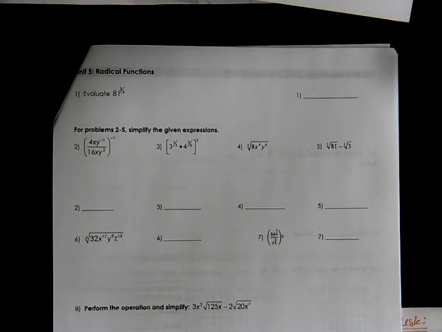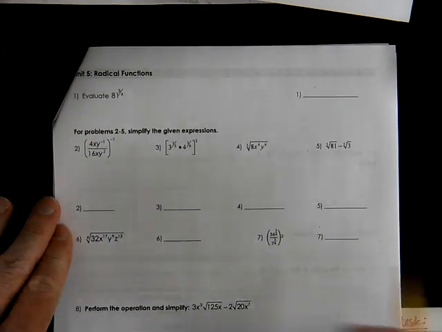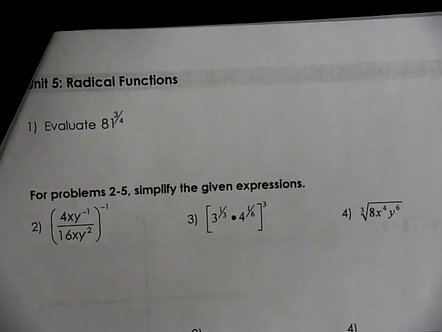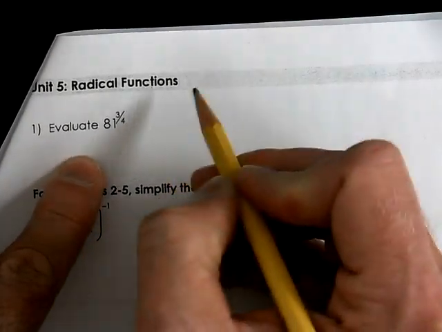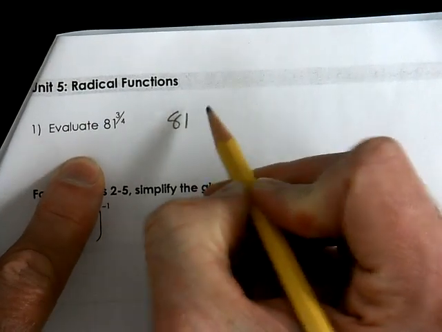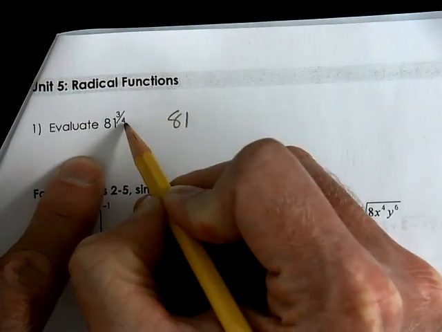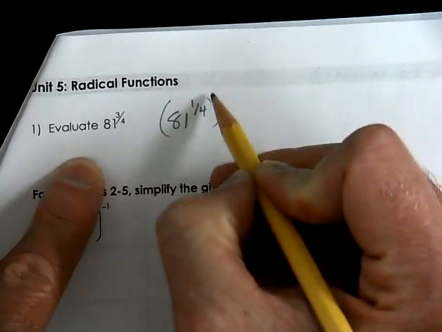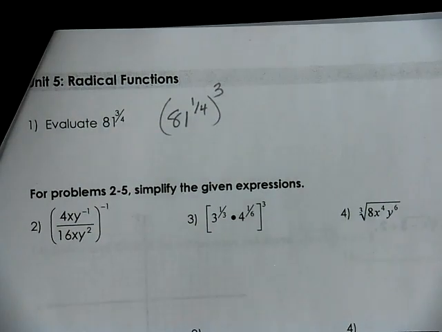This is Algebra 2 with Trig, Unit 5, Semester 2 exam review. So what we're looking at is question number 1, 81 to the 3/4 power. Multiple ways to do many of these. One thing that I would focus on is the denominators of 4. So you're looking at 1/4, and then you're going to cube that.